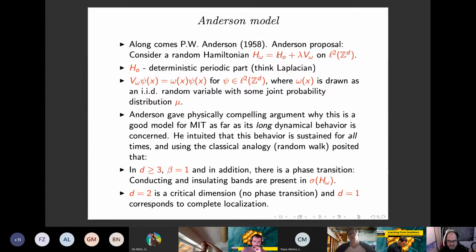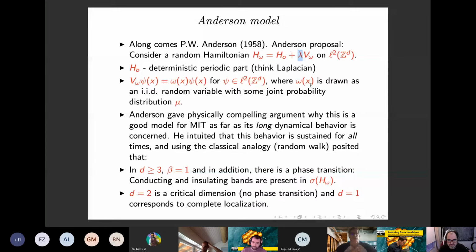So really, H0 can be thought of for some purposes as just the graph Laplacian on Z^d. And this random potential has two parameters. One is the strength of the disorder, lambda, and you modulate the randomness by just saying that it's a multiplication operator by a random variable. And for simplicity, let's assume that it's IID and has some joint probability distribution mu.